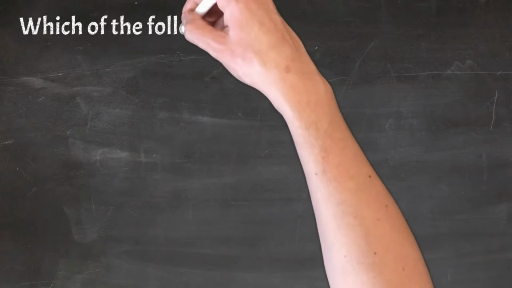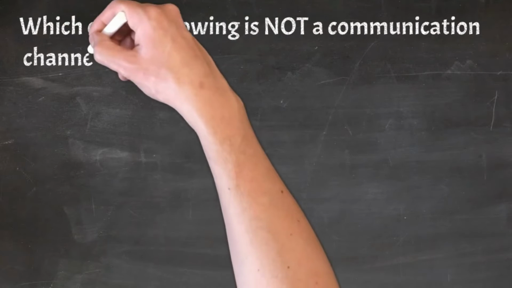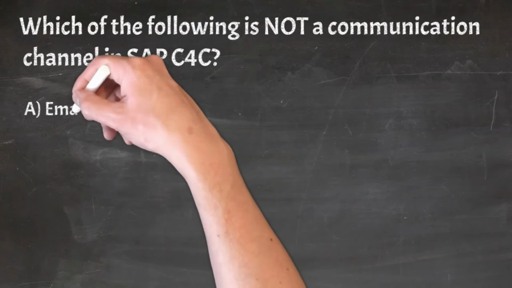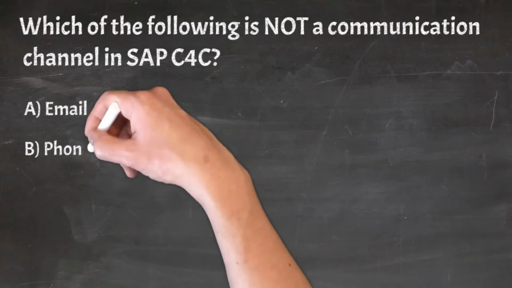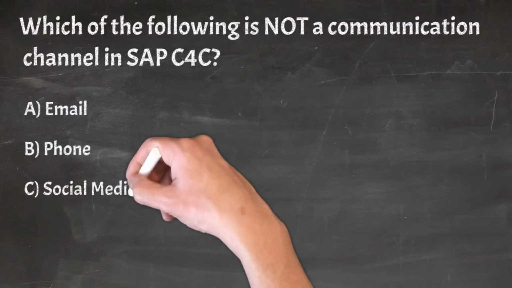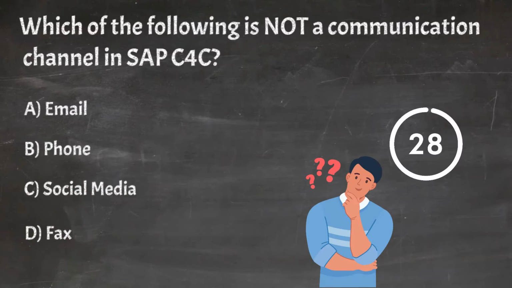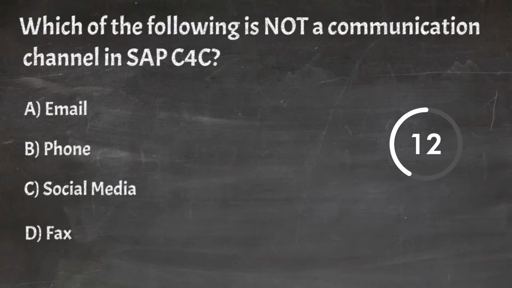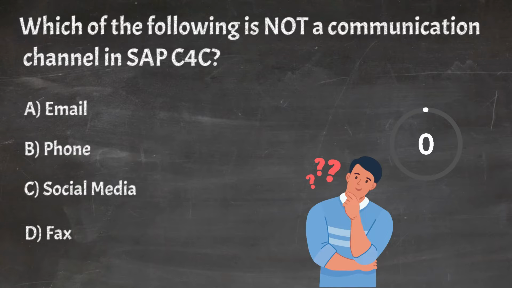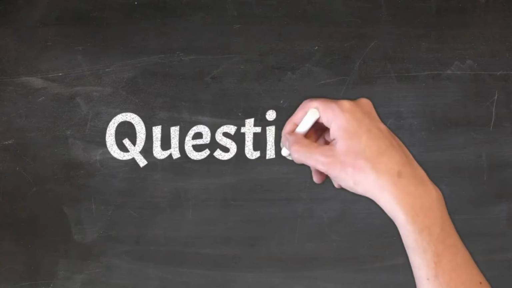Question 8. Which of the following is not a communication channel in SAP C4C? A. Email. B. Phone. C. Social media. D. Fax. Correct answer D.